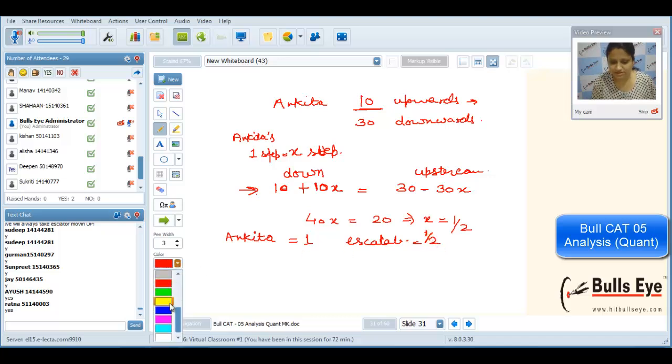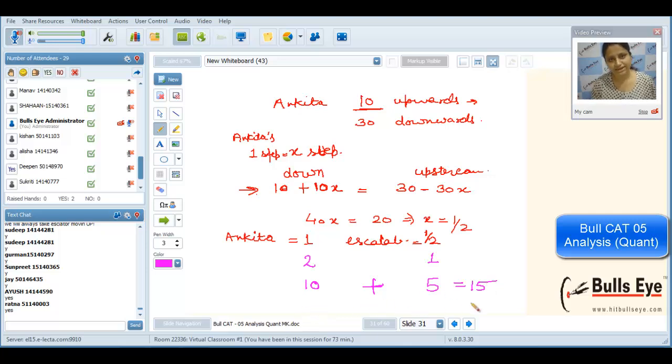Escalator is moving half step. It means in the time Ankita is moving 2 steps, escalator will take 1 step. So we can see Ankita's speed will be double that of the escalator. Now Ankita is moving 10 steps, escalator will move for 5 steps. So what is the number of steps in an escalator? This will be 15 in this case.